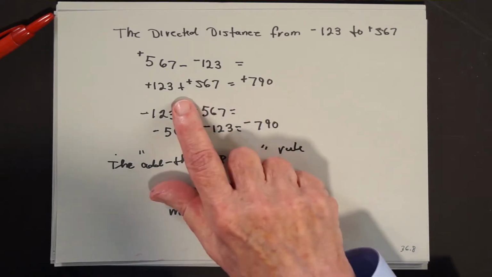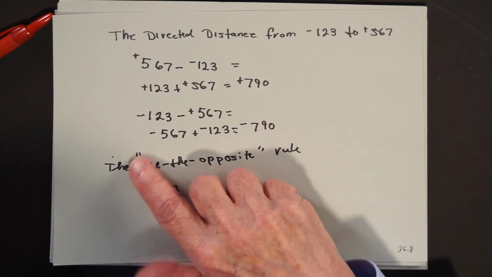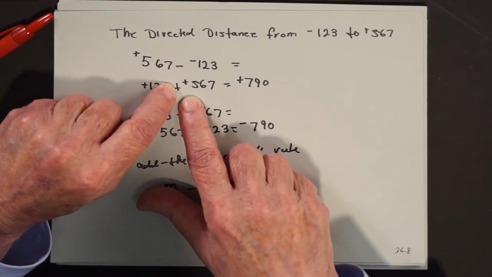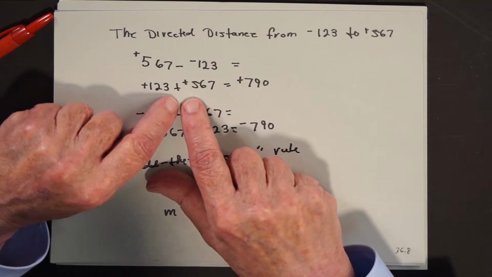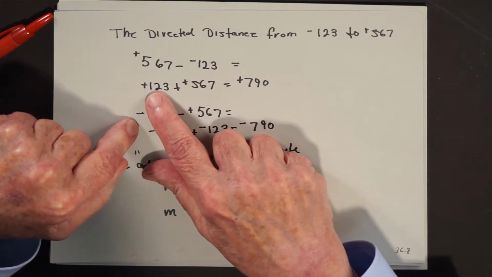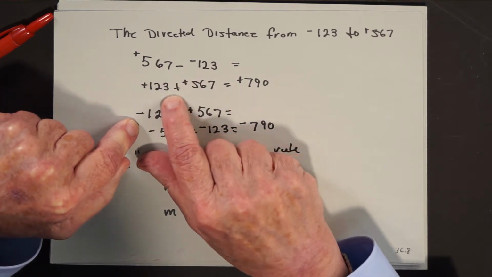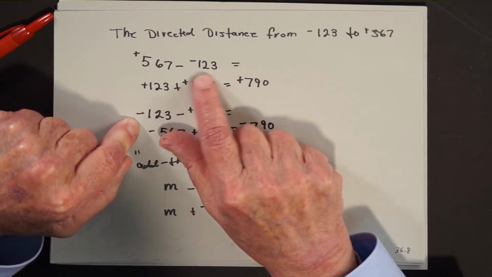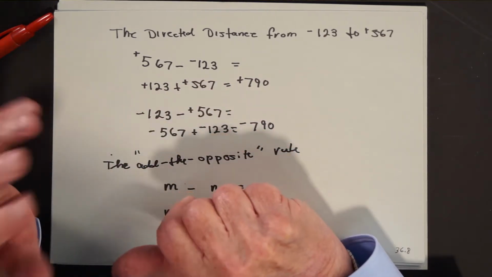And notice that in effect, if you want to memorize, all you said was, look, I changed the minus sign to a plus sign and changed the sign of this number here. In other words, the subtraction problem became an addition problem, and the -123 became a +123.